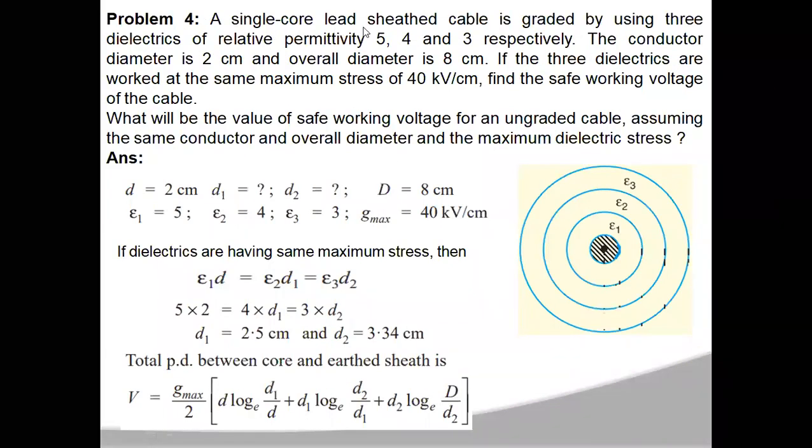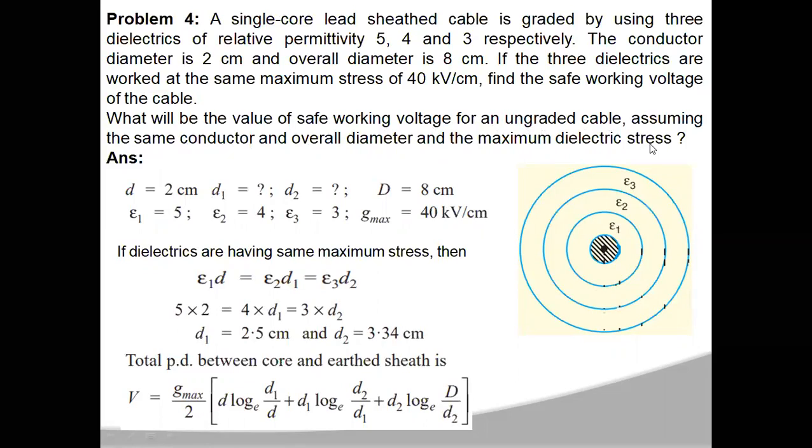A single core lead sheathed cable is graded by using 3 dielectrics of relative permittivity 5, 4 and 3 respectively. The conductor diameter is 2 centimeters and the overall diameter is 8 centimeters. If the 3 dielectrics are working at the same maximum stress of 40 kilovolts per centimeter, find the safe working voltage of the cable. And also what will be the safe working voltage for an ungraded cable, assuming the same conductor and overall diameter and maximum dielectric stress.